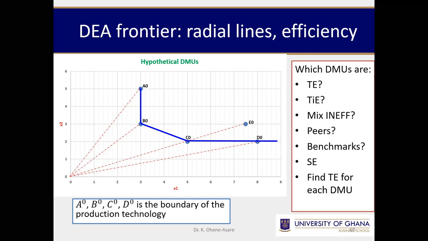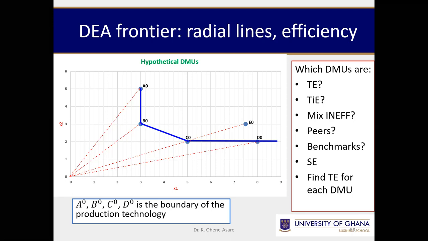C is mix efficient. B is mix efficient, because it doesn't have to change the input mix. Now, E is mix efficient, but it's technically inefficient. Take note. E is technically inefficient, because it will be moving along the radial line and it will hit the frontier somewhere, and it wouldn't have to reduce one input and the other input again. It wouldn't have to change the ratio. So E is mix efficient, but it is technically inefficient. Does it make sense?